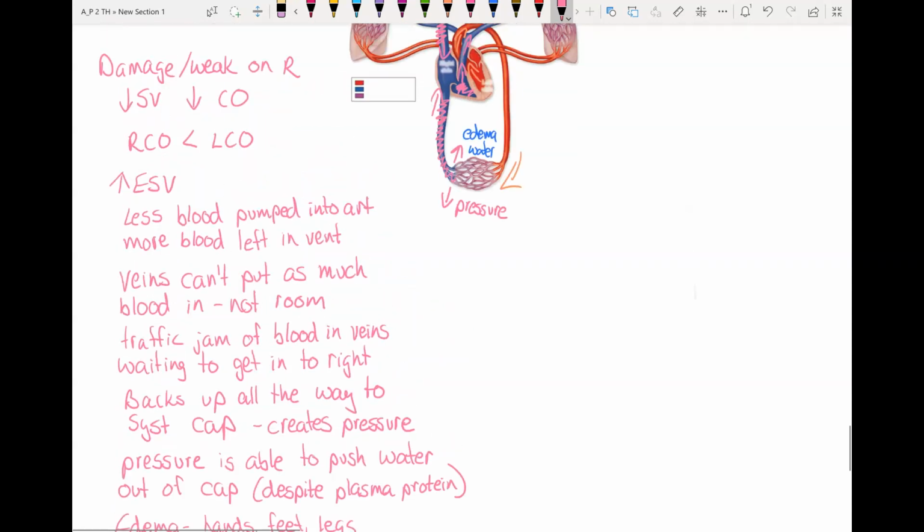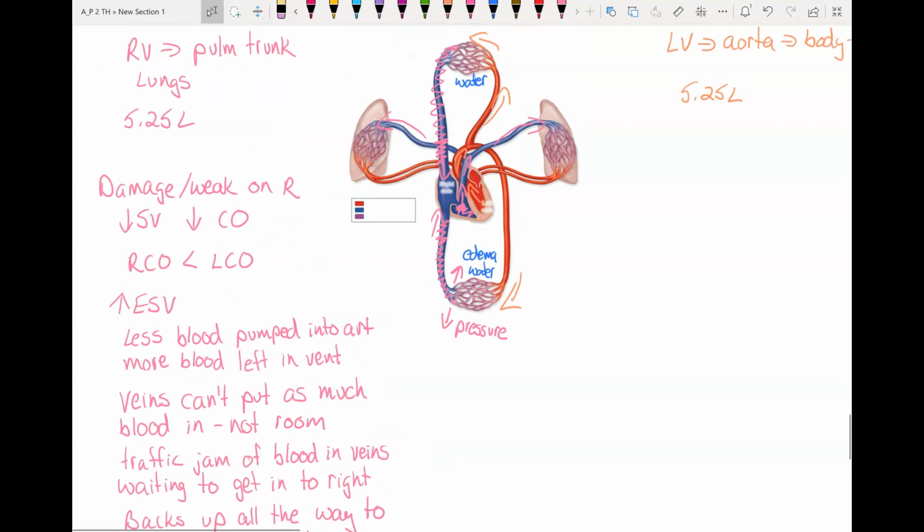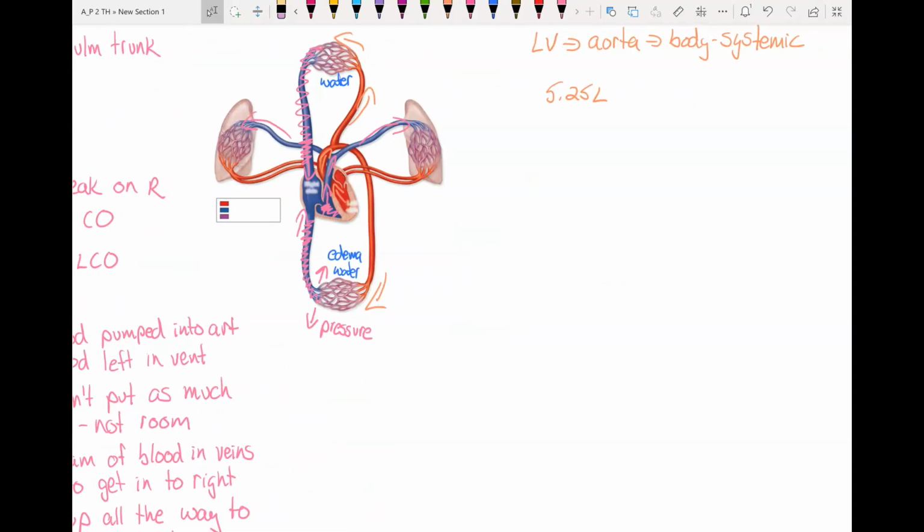So if you have heart disease or damage on the right side of your heart, you're going to end up with edema out in the body, out in the hands and feet and legs, because of that pressure created by the blood backing up, trying to get into the right side of the heart. Now let's look at the left side. Same concepts here, just in a different place.